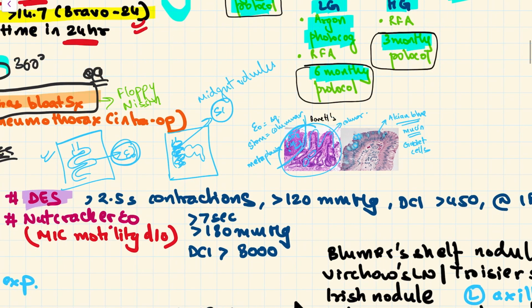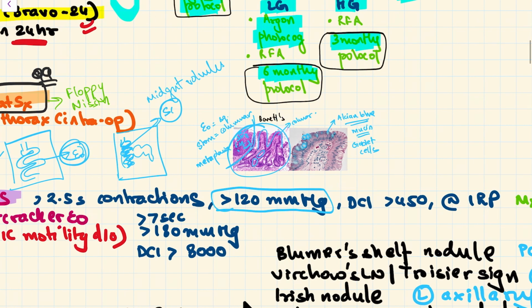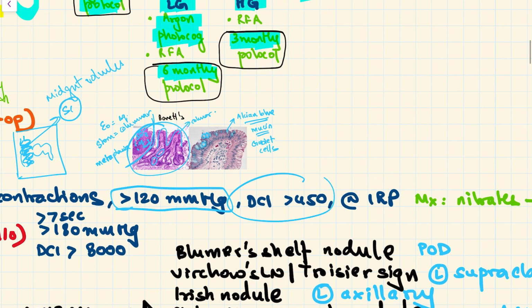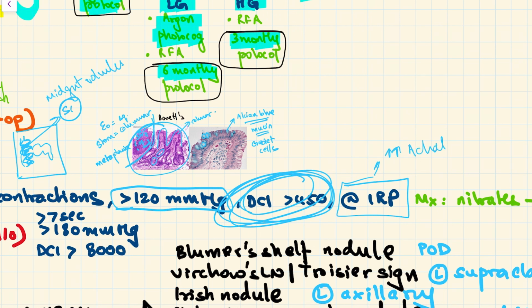So this is DES. Here there are more than 2.5 contractions. The pressure is more than 120 millimeter of mercury. Very important, the DCI is more than 450, and IRP is normal. IRP is raised in which condition? Achalasia. This is what we study in Chicago classification.